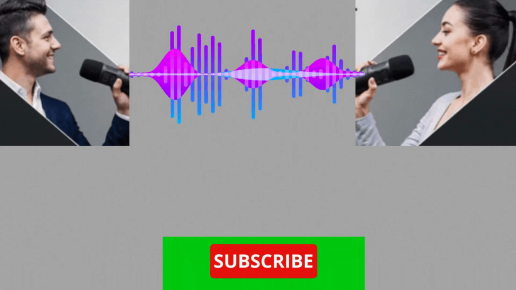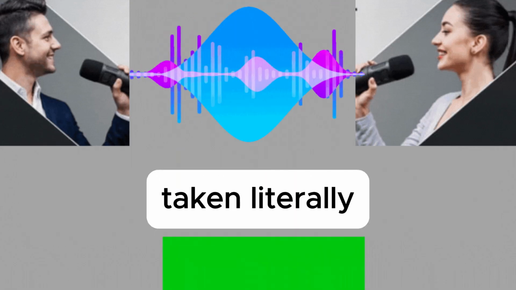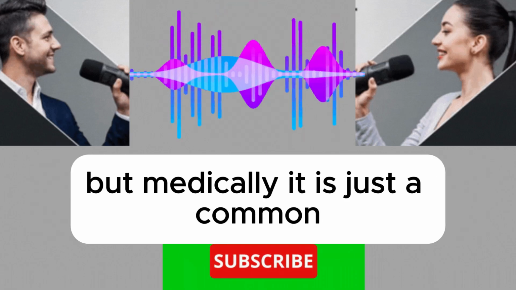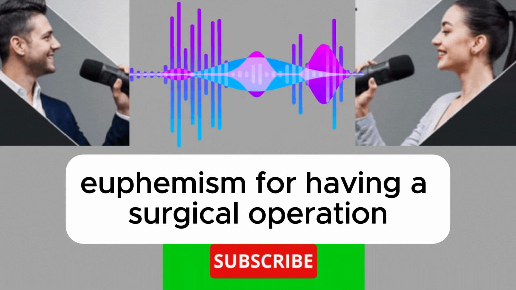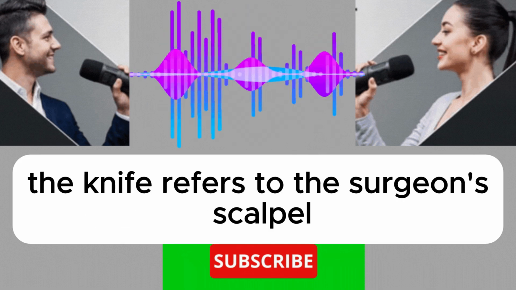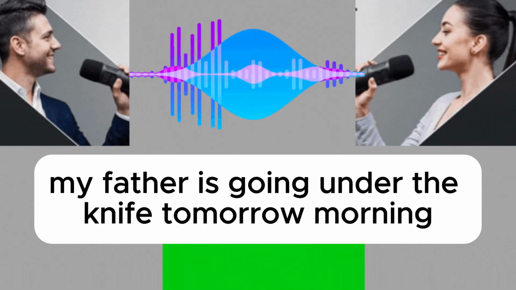Next idiom. Go under the knife. I will say it again. Go under the knife. Taken literally, this sounds incredibly violent and terrifying, but medically, it is just a common euphemism for having a surgical operation. The knife is the scalpel. The knife refers to the surgeon's scalpel. You might say, "My father is going under the knife tomorrow morning to repair his knee."